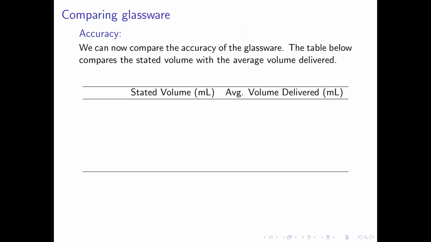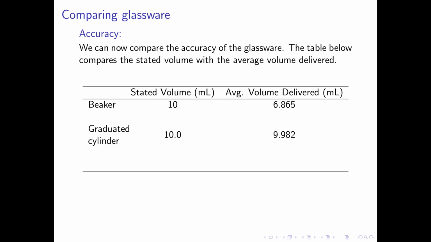Now that we have completed all of the calculations, we can compare the glassware. We will start by comparing the accuracy. To do this, we need to compare the average volume delivered as calculated to the stated volume as read from the glassware. These values are given in the table below. First, for the beaker, the stated volume was 10 milliliters. We found the average volume delivered to be 6.865 milliliters.